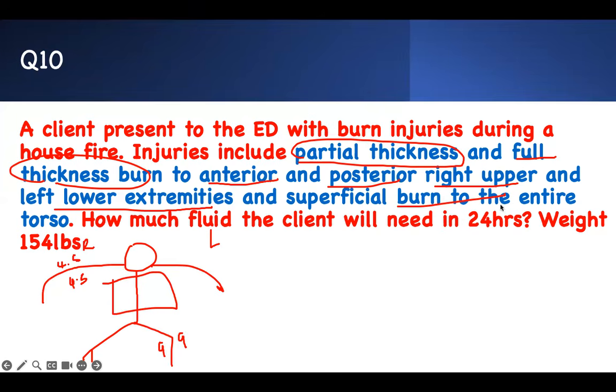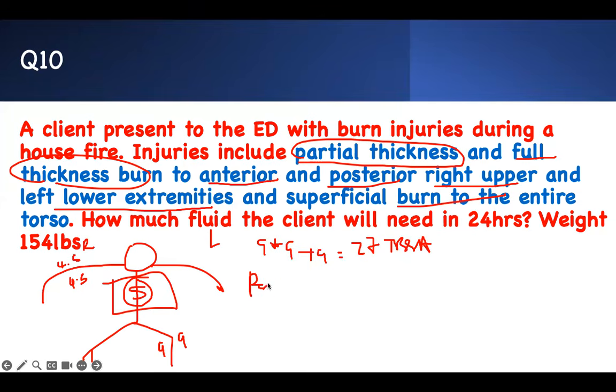And superficial burn to the entire torso. So entire torso, front and back, is superficial burn. Don't worry about it, that's 0. Superficial burn is not counted. Therefore, we have what? 9 plus 9 plus 9. That is what? 27. So 27 is the total body surface area burned.